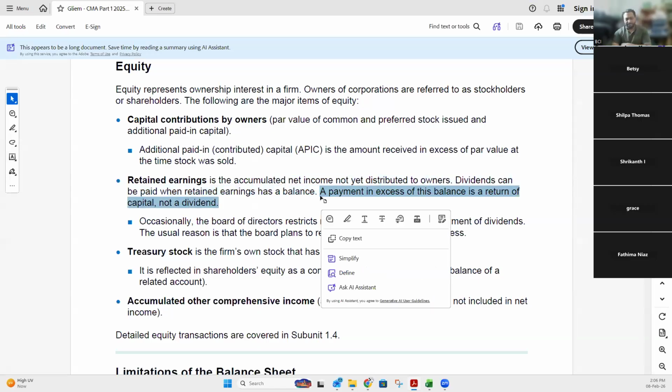Can we do that? Payment in excess of this. Basically, if you don't have profit, you can't give dividend, right? But what happens is some companies will still declare dividend and pay dividends. Why? To make the investors happy. Now, how will they do it? If they are doing that, basically they are not distributing the dividend. They are actually giving back the capital.